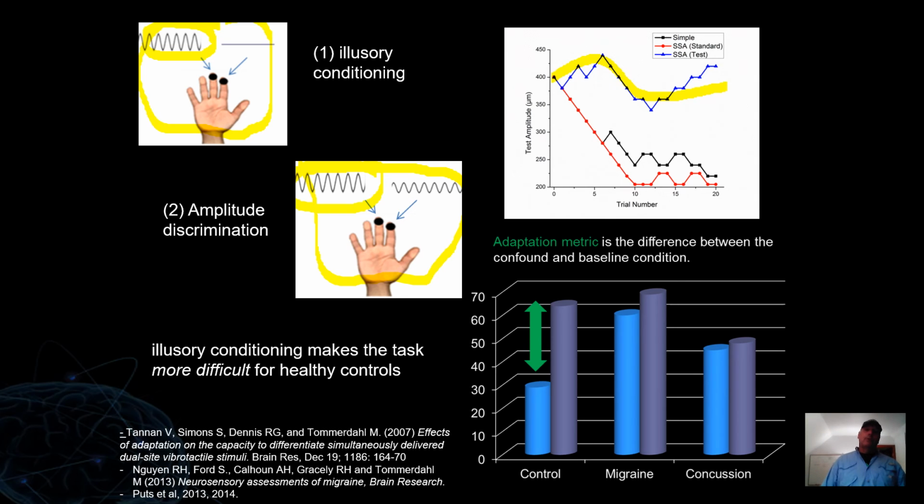Obviously for controls, there's a big difference. It makes you much worse. For migraine, it doesn't make you much worse. For concussion, it doesn't make you much worse. And that's because adaptation has been disrupted. So not only are you worse at the amplitude discrimination task, but now when you do this conditioning stimulus, it doesn't make you much worse. There's a lot of advantage to this in that it makes it difficult to cheat, which is not always a problem, but it is sometimes a problem with people that are trying to feign injury.